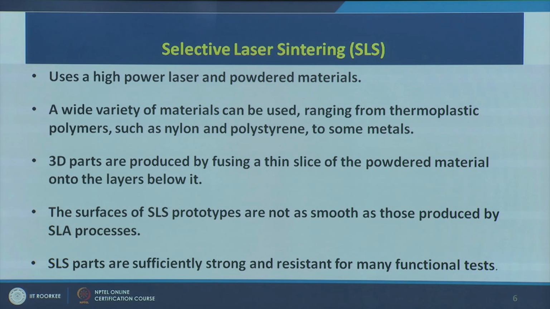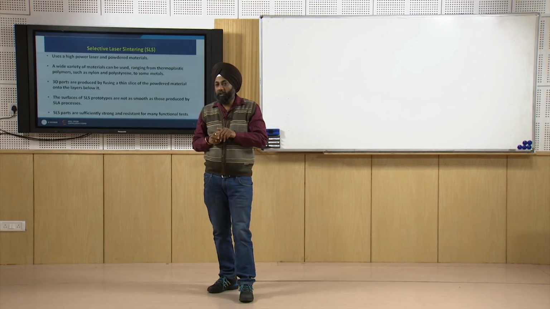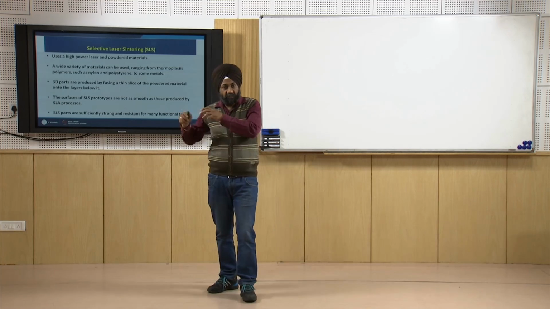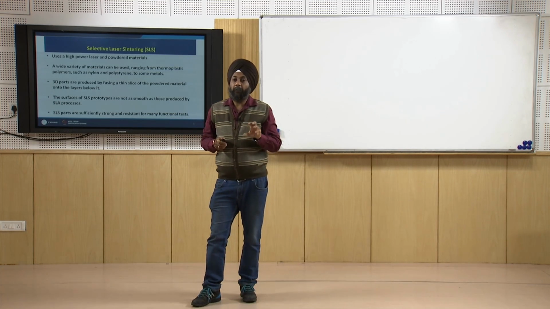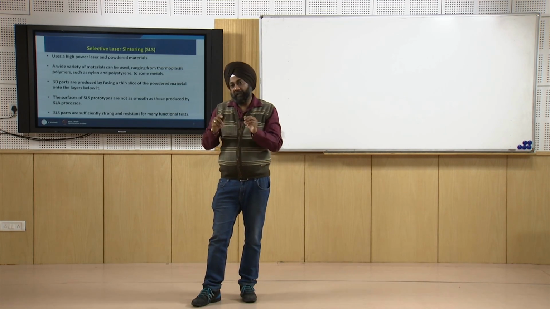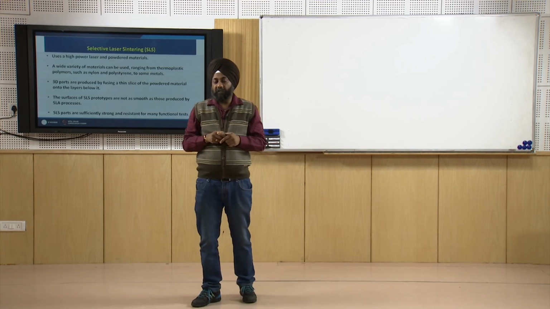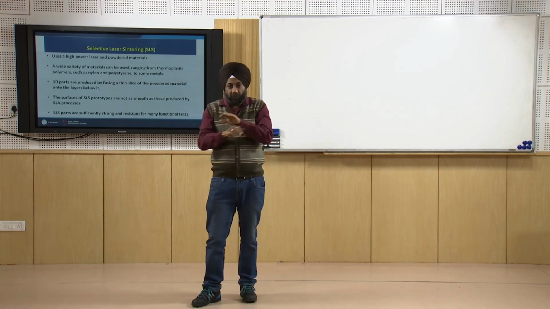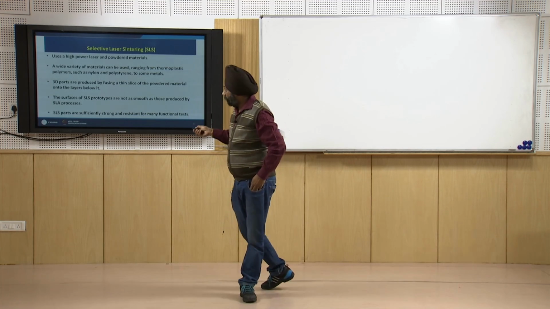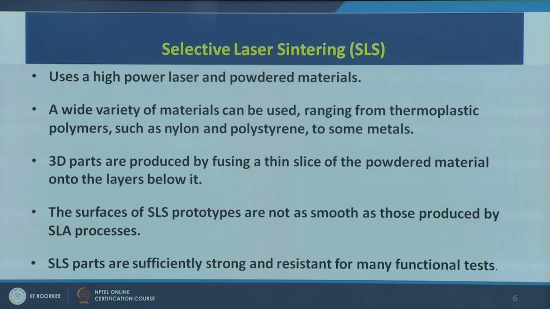I have told you that deliberately we have selected 3 processes. In the first process, the liquid photopolymer is used as the raw material. In selective laser sintering we are using powder as the raw material, and in the next, laminated object manufacturing, we will be using sheets as the raw material. So here powder is the raw material, and it uses a high power laser.